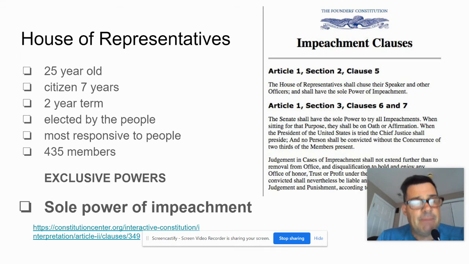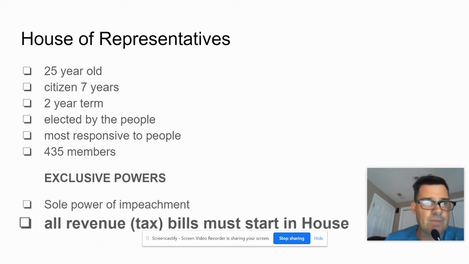Now, understand, impeachment does not mean that a person gets removed from office. Impeachment is more like charges being brought against you, but the trial will happen in the Senate. So impeachment is like charging you with something, and then the trial happens in the Senate. More on that when we get to the Senate.